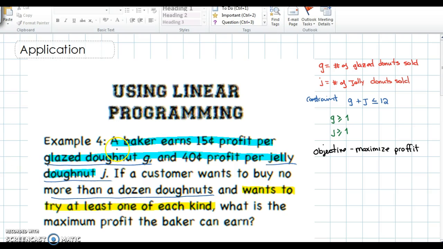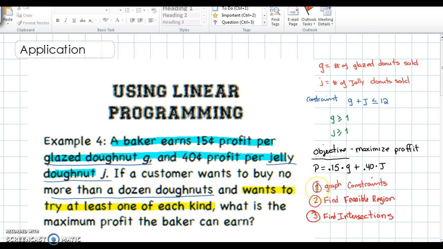Next, we think about what the baker is really trying to do. Their objective is to maximize profit. And so their profit is equal to 15 cents, so 0.15, for each glazed donut, so that would be times G, plus 40 cents, or 0.40, per jelly donut, J.